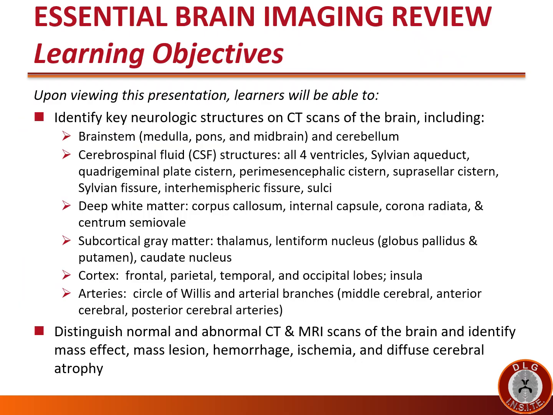Please review the learning objectives for Essential Brain Imaging Review and determine whether you can in fact identify these key neurologic structures on CT scans of the brain, and if you can in fact distinguish normal and abnormal CT and MRI scans of the brain, and identify mass effect, mass lesion, hemorrhage, ischemia, and diffuse cerebral atrophy.